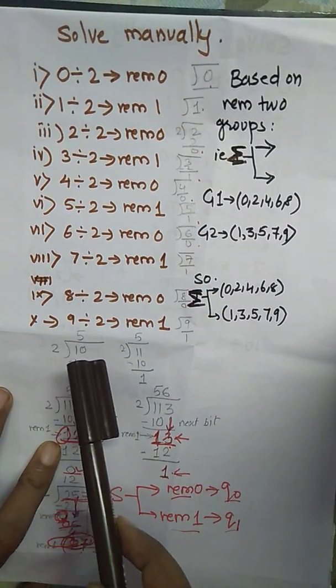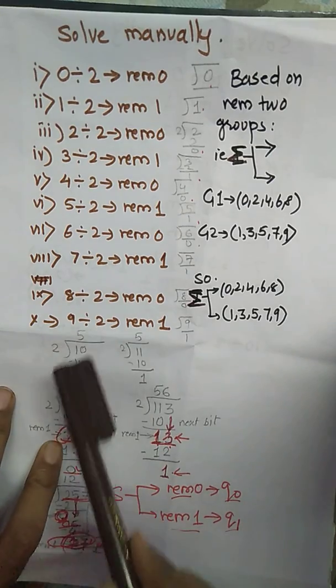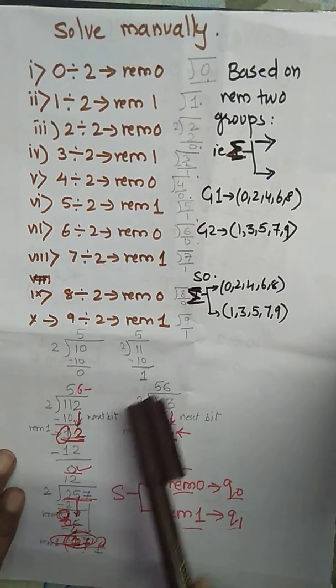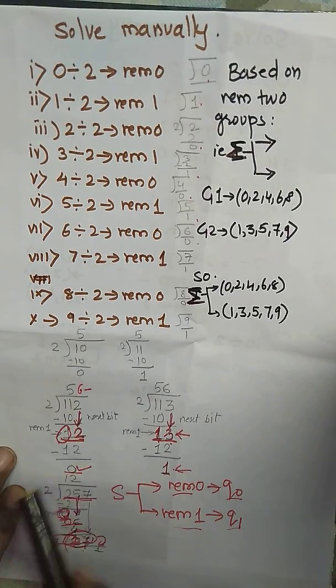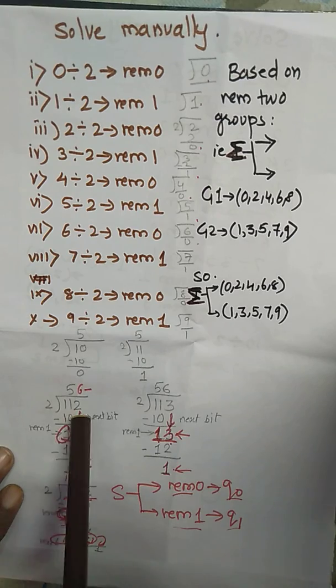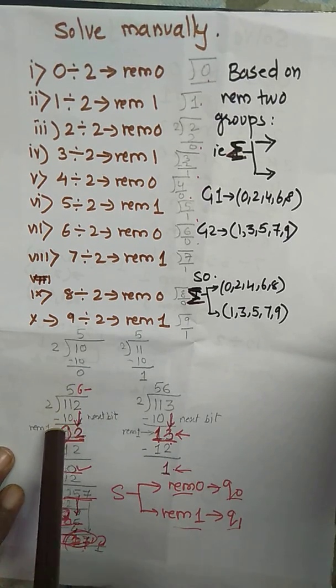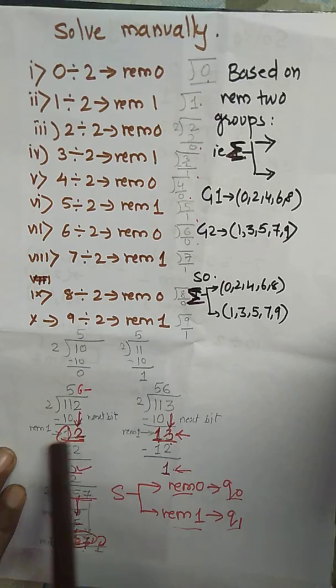What about if the number is a two digit number? For example, number 10. When 10 is divided by 2, remainder will be 0. 11 also, with the remainder 1. Now what about a three digit number? For example, 112. So when we divide, the first 11 divided by 2, the remainder will be 1.